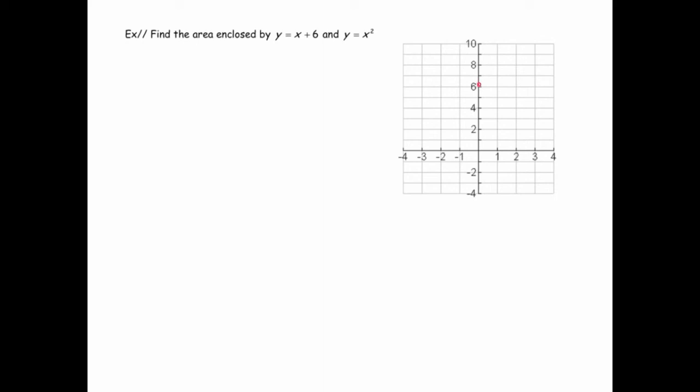So we've already seen that y equals x plus 6 has this shape. And then y equals x squared looks like that. And so I can stop graphing because you can see now the area that they're describing is this area in blue here. So since x plus 6 is always the function on top, you can just represent this as the integral of x plus 6 minus x squared.